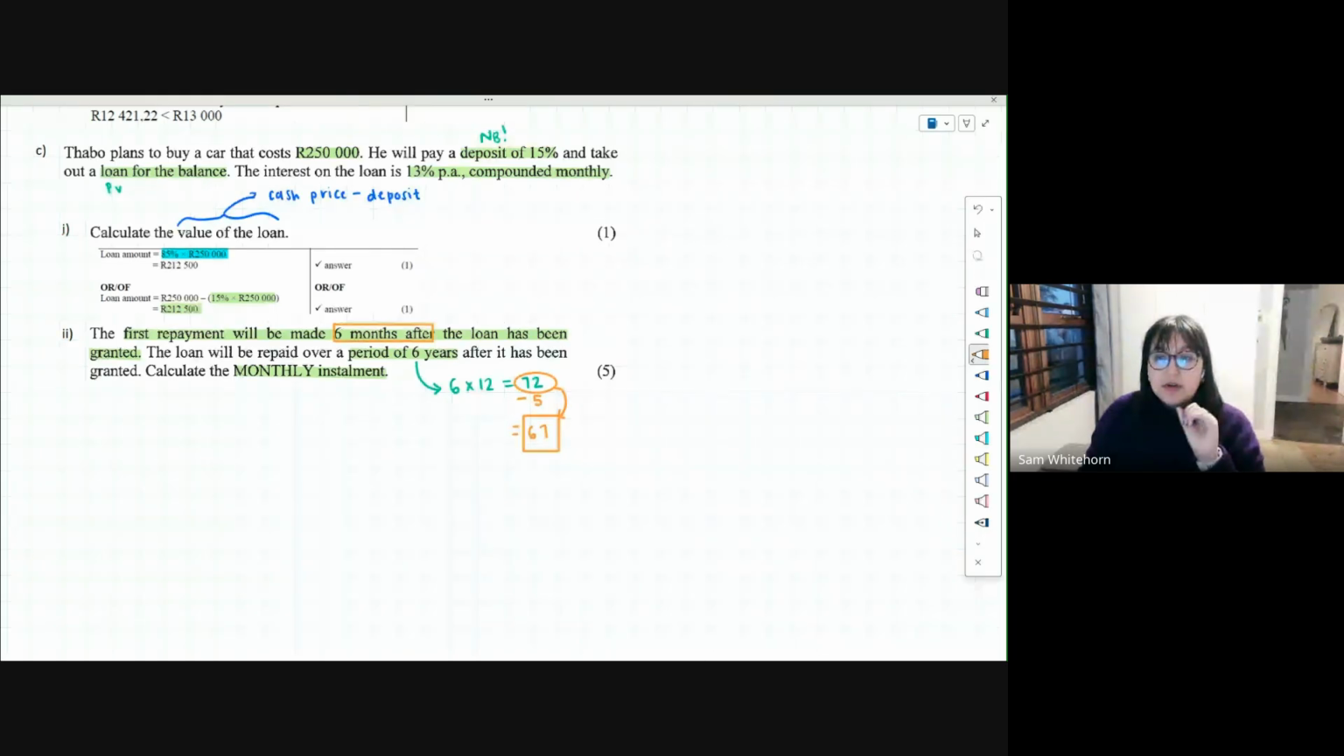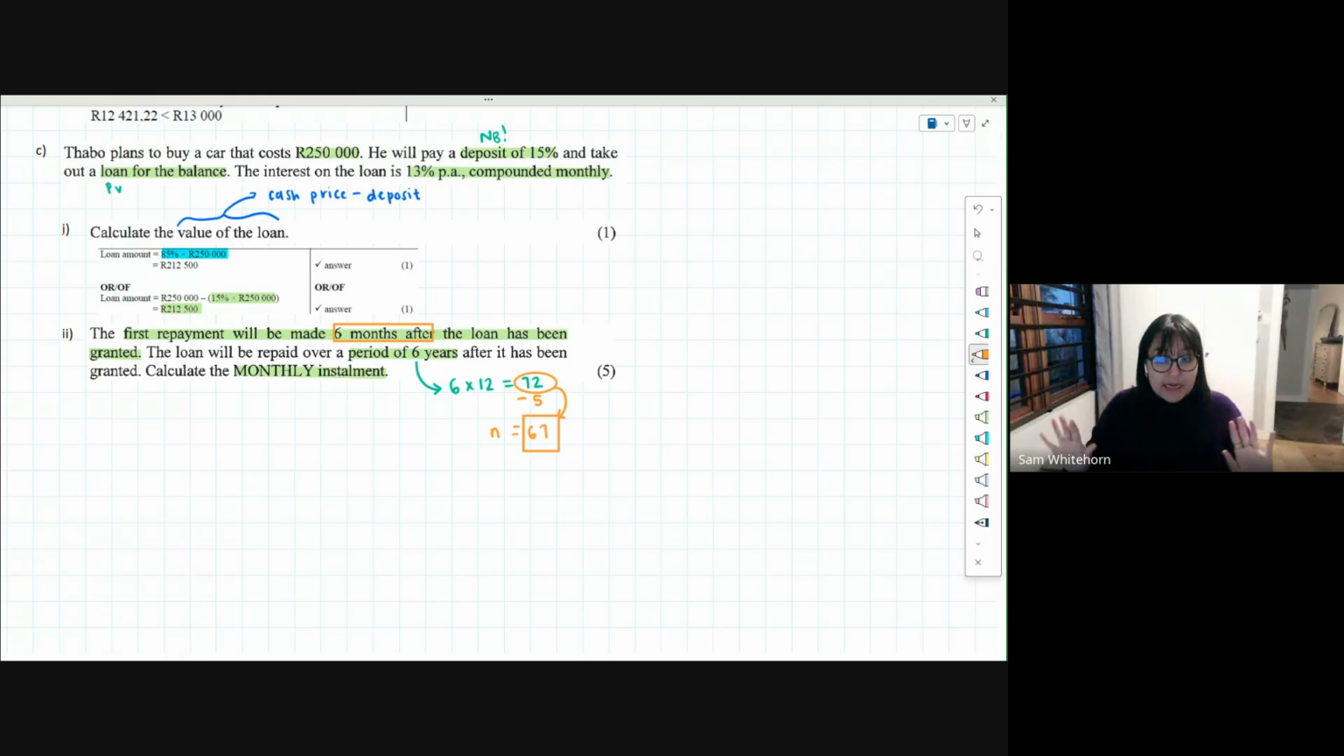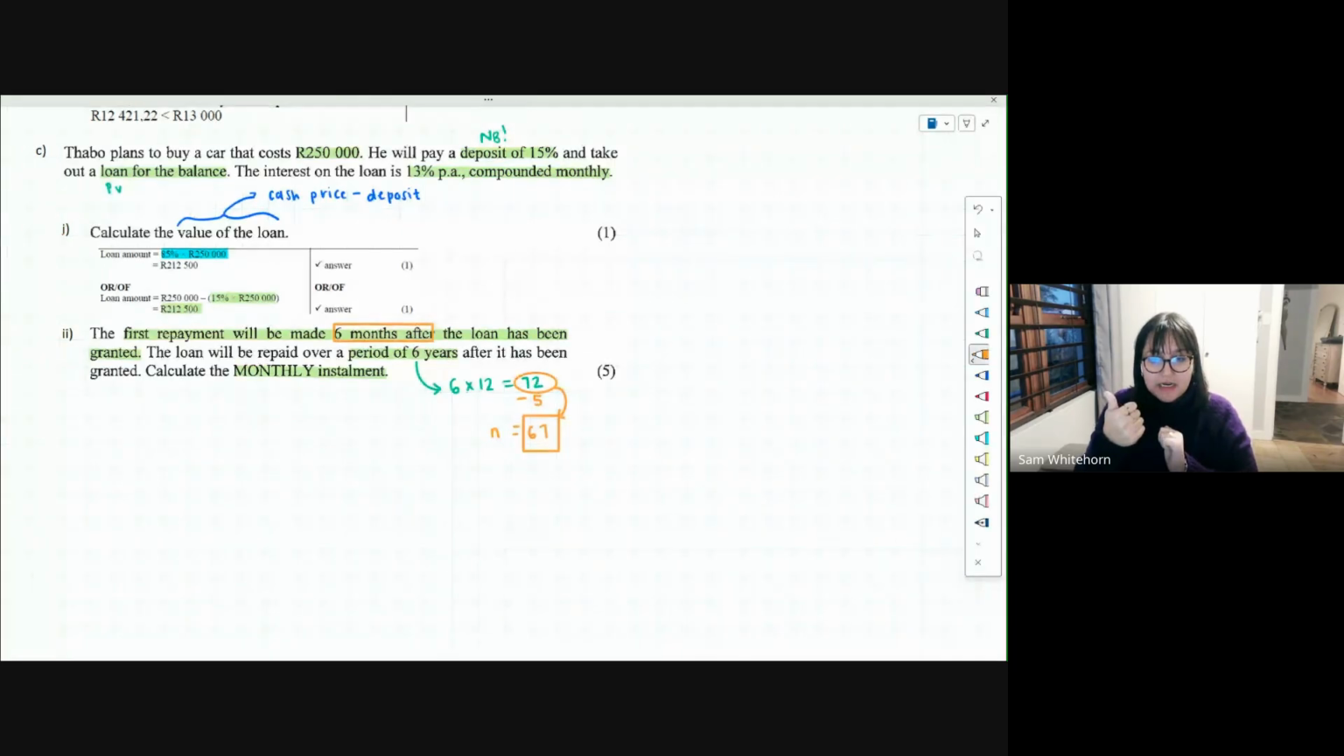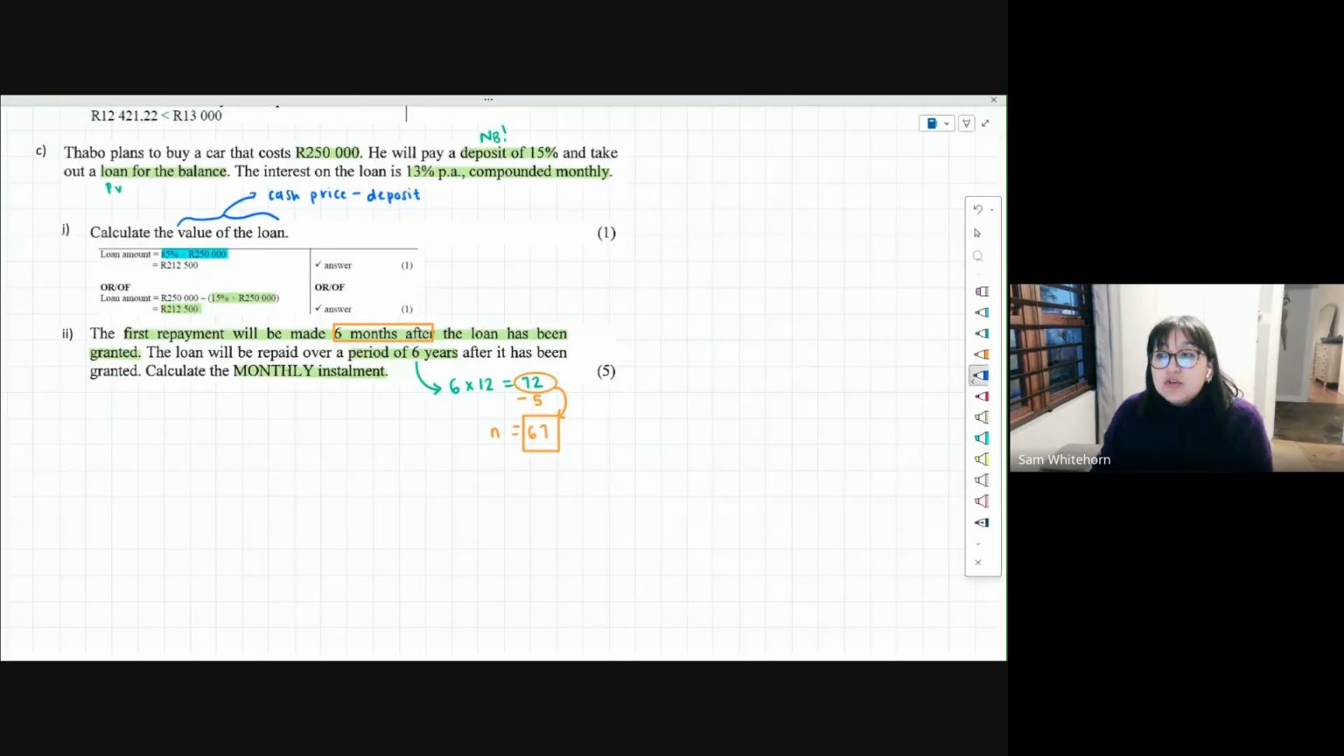Okay. Right, so now we've got n equals 67. We know what our n value is. The next thing that we need to be careful of is the fact that this loan has been taken out. You've taken that money, you've taken your 212,500 Rand. Thank you so much, I'm going to buy my car. But the problem is you have this money, you're not paying it back. And remember, that money earns interest. So what we need to remember with a delayed start to our repayments is that unfortunately for us, this 212,500 Rand is going to earn 6 months' worth of interest that we still need to pay back.